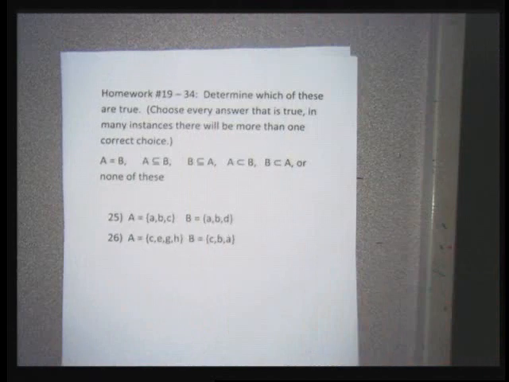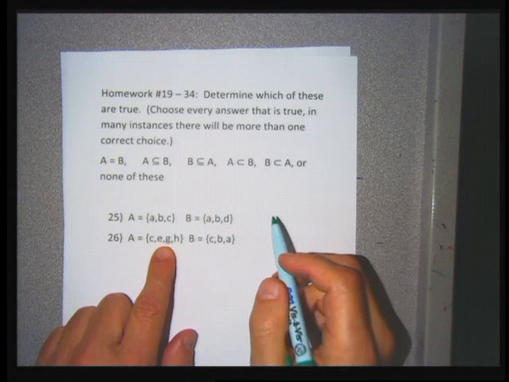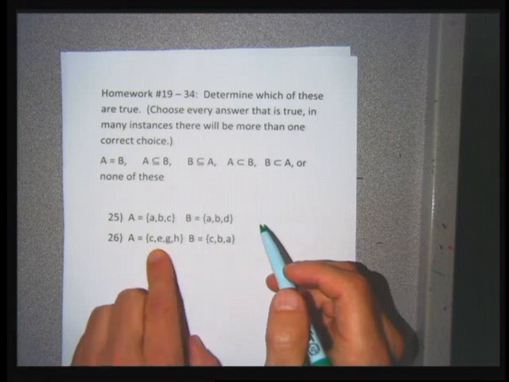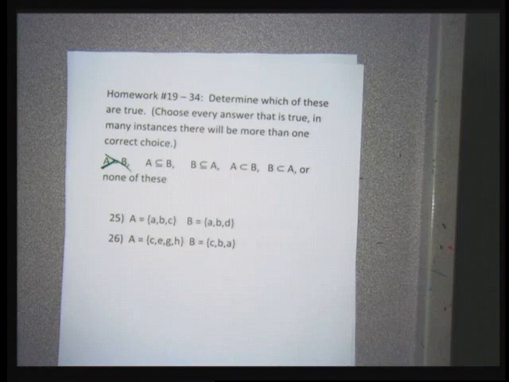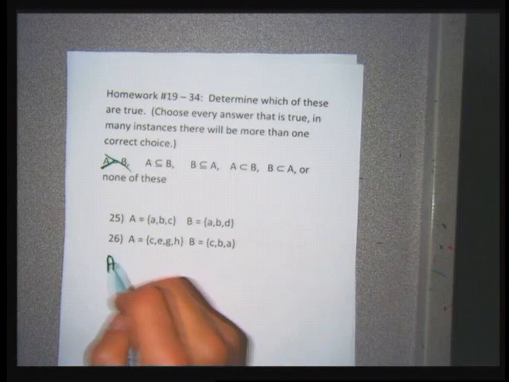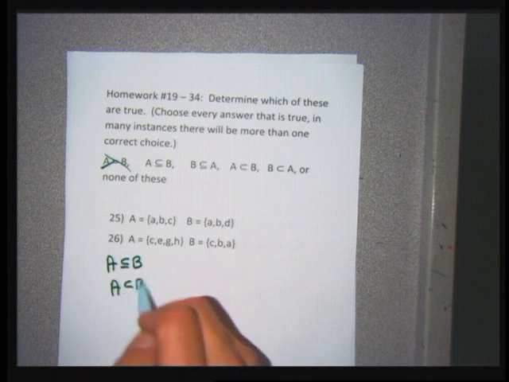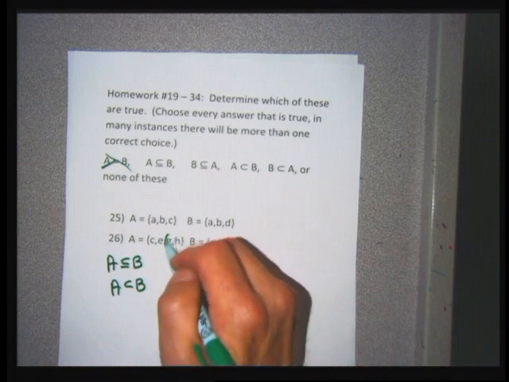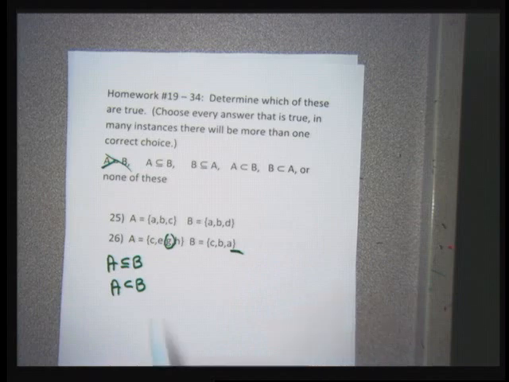25 and 26. They're not equal. So if I look at 26, they're definitely not equal because my B has 3 elements, my A has 4 elements. They're definitely not equal. Now is A contained in B? So if I look at the two, A is a subset of B and A is a proper subset of B, these aren't going to be true because look at A has the letter G in it, B doesn't have the letter G in it. So neither of these are true.